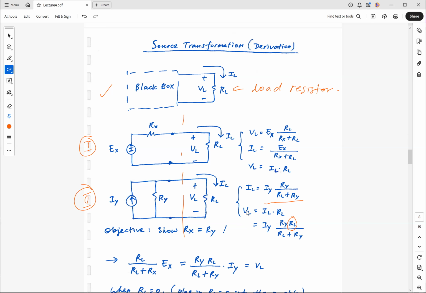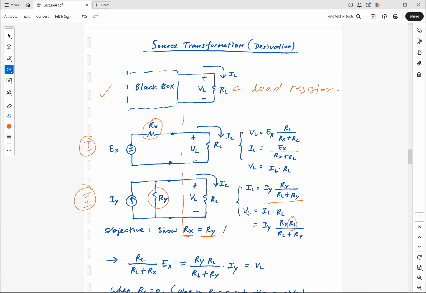The goal, the objective here, is to come up with a simple derivation to prove that this Rx and Ry, so this is my Rx and this is my Ry, are the same. This is saying that if I want to transform circuit number 1 to circuit number 2, I need to show that this Rx and Ry are the same, so that this transformation is valid.